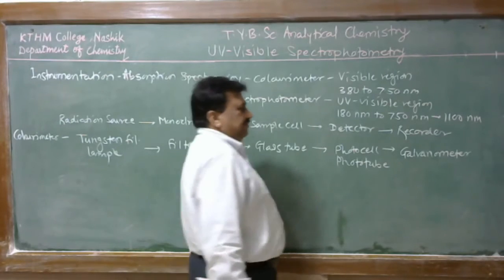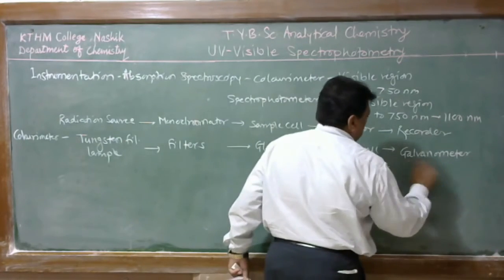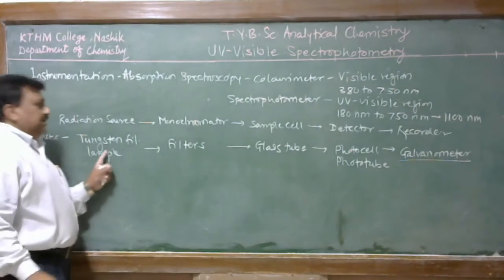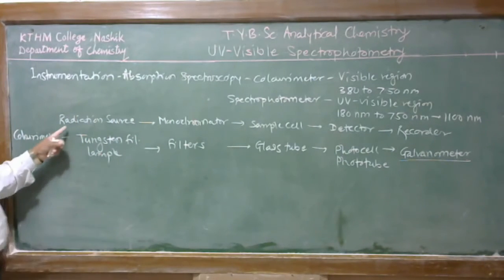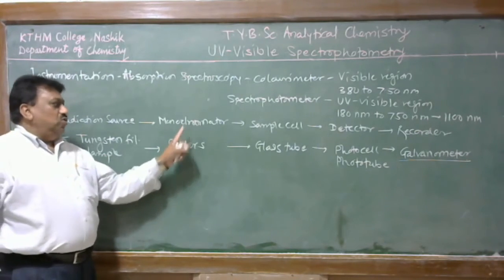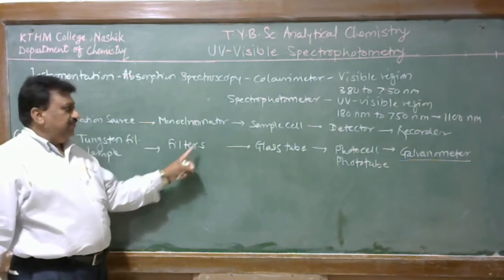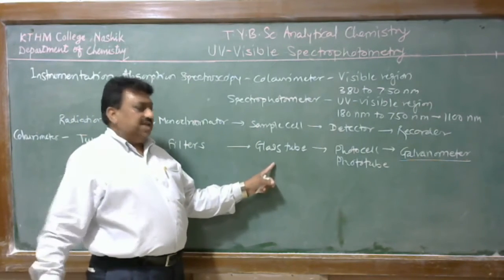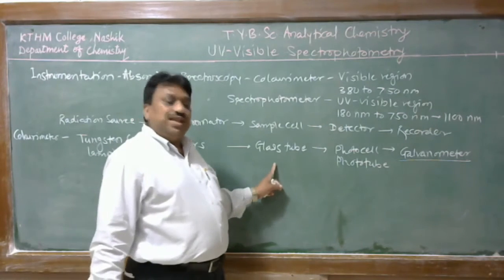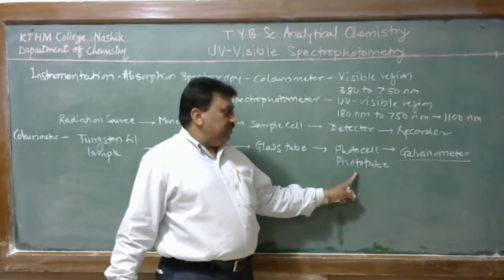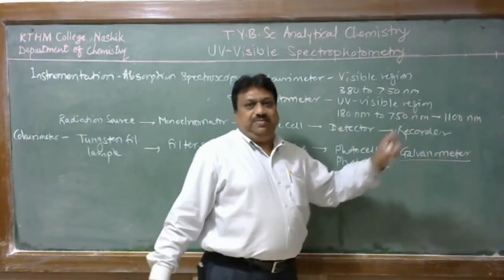And here this is an analog recorder. These are the components of the colorimeter: the radiation source is a tungsten filament lamp, the monochromators are filters, the sample cell may be made up of a transparent glass tube, generally soda lime glass, the detector is a photocell or phototube, and the recorder is a galvanometer.